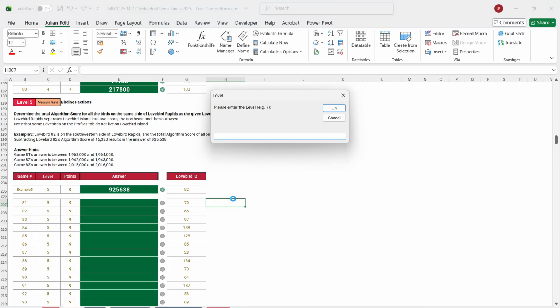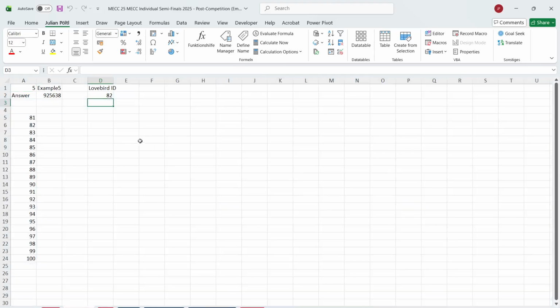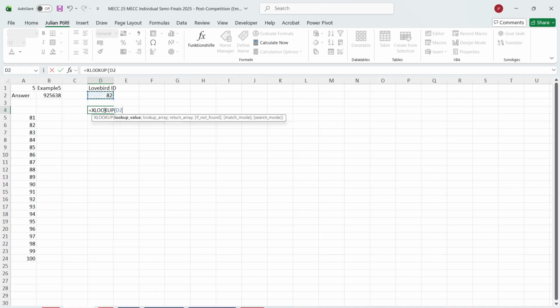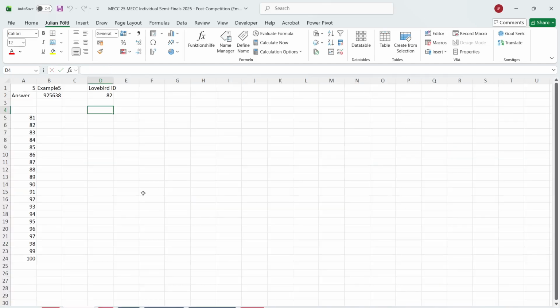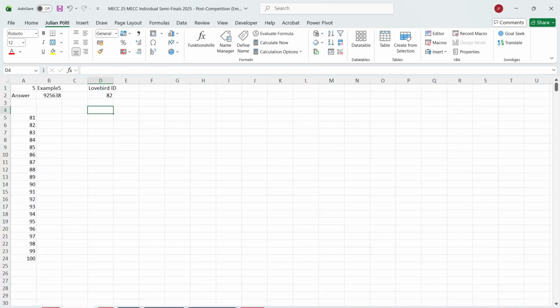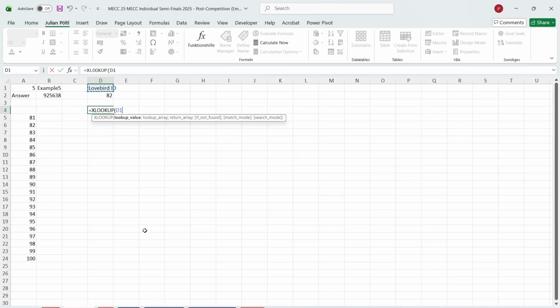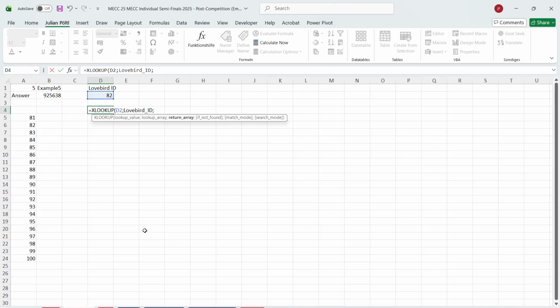Let's do a data table. 5. Okay, Lovebird ID. XLOOKUP. Okay, yeah, that's the issue. Make this also a name. XLOOKUP this in Lovebird ID returning site.